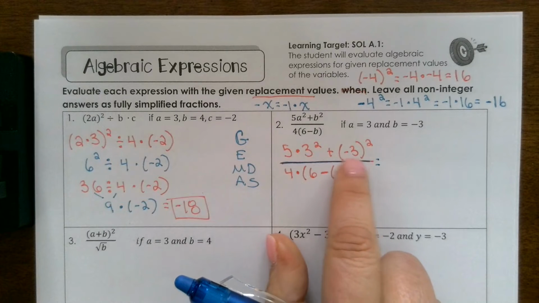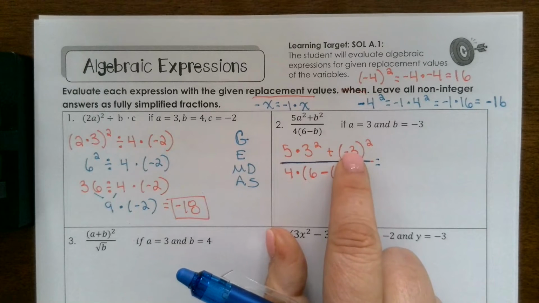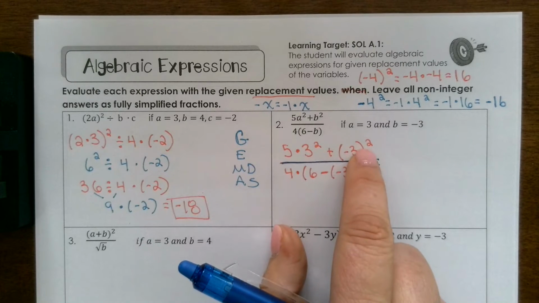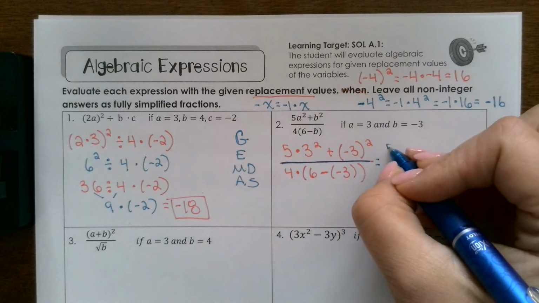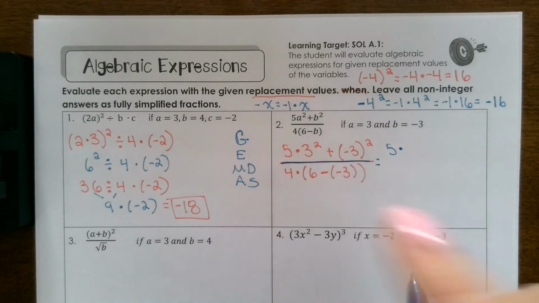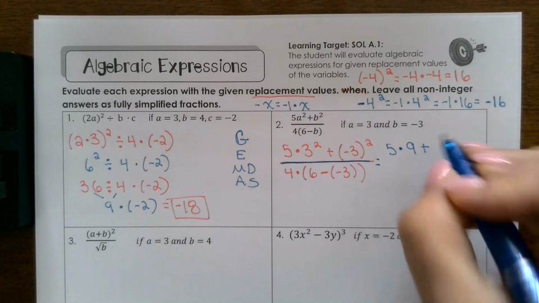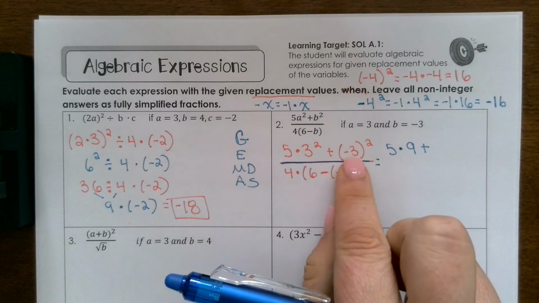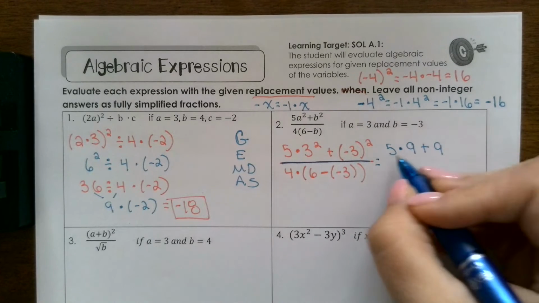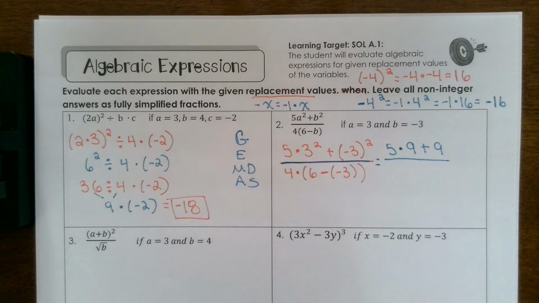The only parentheses are around this negative 3. Nothing to do inside the parentheses. But I have an exponent here and an exponent here. So 5 times remains, and I have 3 squared, which is 3 times 3, 9, plus, because it's in parentheses, remember, it's negative 3 times negative 3, which is 9. I take it step by step, numerator, then denominator.